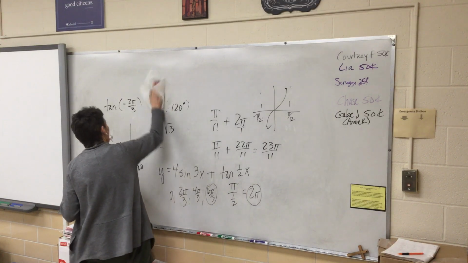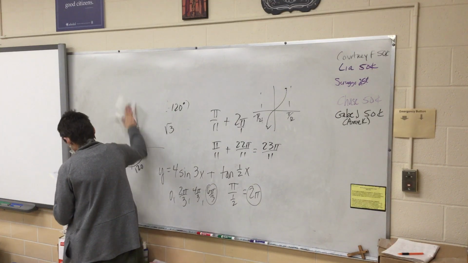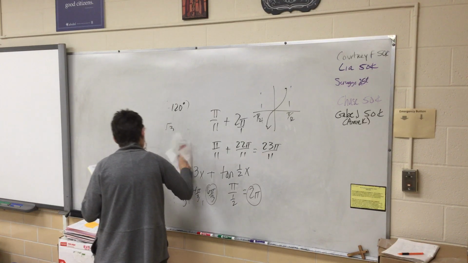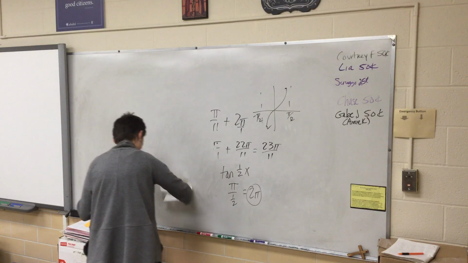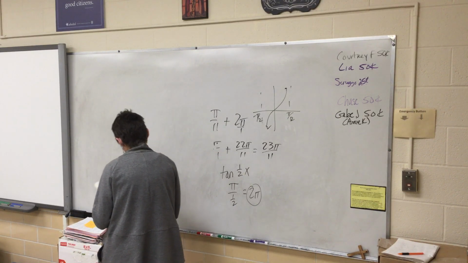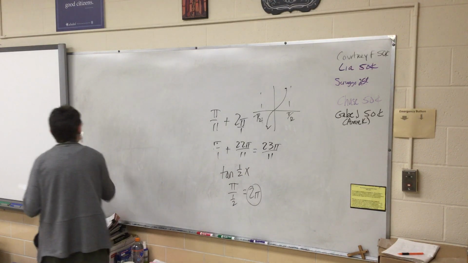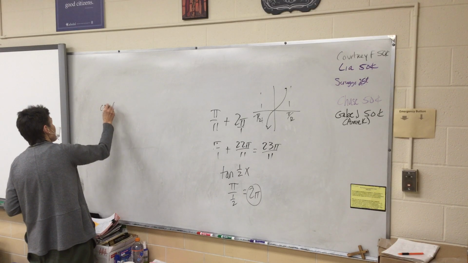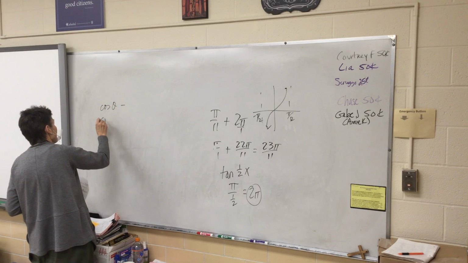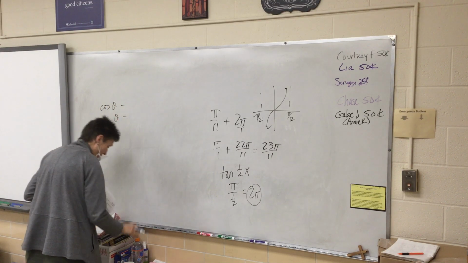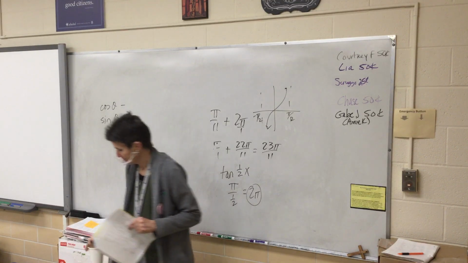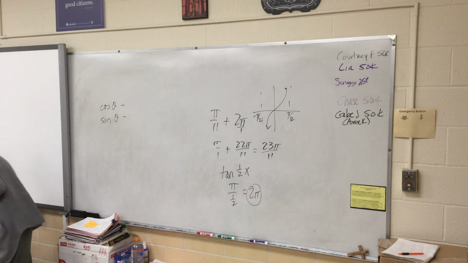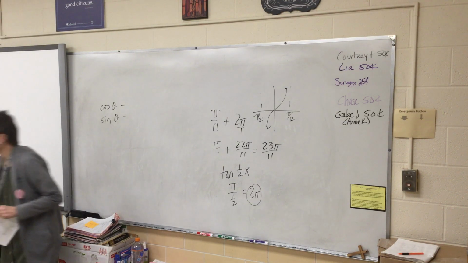In which quadrant is an angle if its cosine is negative and its sine is also negative? So cosine is negative and sine is negative. Remember, less than 0 means negative, right? Less than 0, negative.